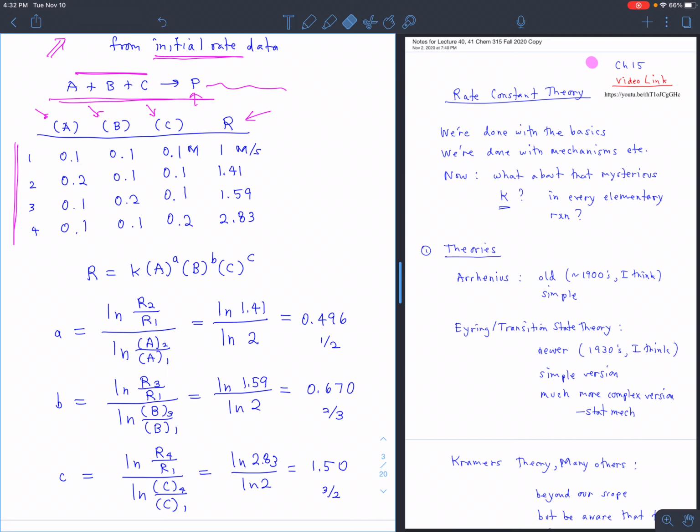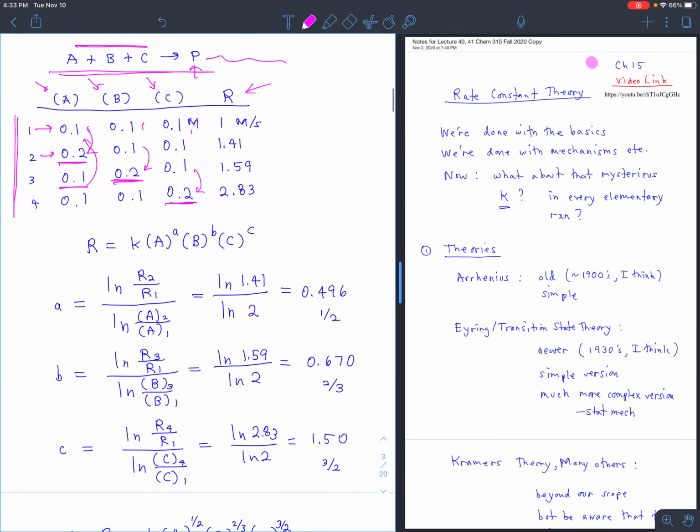notice that in every case, the first row has all the same concentrations. The second row, though, has one of the concentrations doubled. In the third row, that concentration has gone back to its original value, but a different concentration is doubled. And in the 4th row, the third concentration is doubled. So basically, we're just changing one concentration at a time, keeping all the others constant. That's the strategy behind collecting these kinds of data.